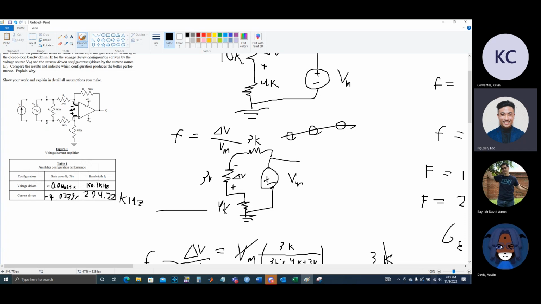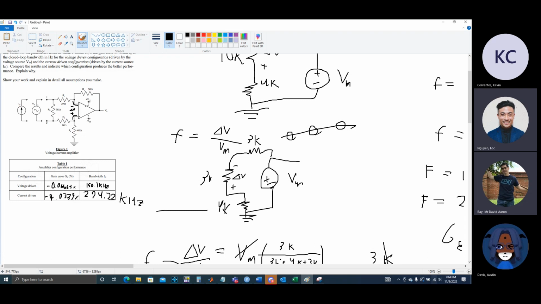I think so. The last question is to indicate which one produces a better performance and explain why. Yes. And so which one do you think would be better? I think the voltage driven because the bandwidth is lower and the percent error is lower. So we actually want the higher bandwidth, or mainly also the gain error. So what you can think of as gain error is that whenever you are trying to figure out, you want to be as precise as possible with whatever you're doing, right? Right. So less error is technically better. So that's kind of the first.